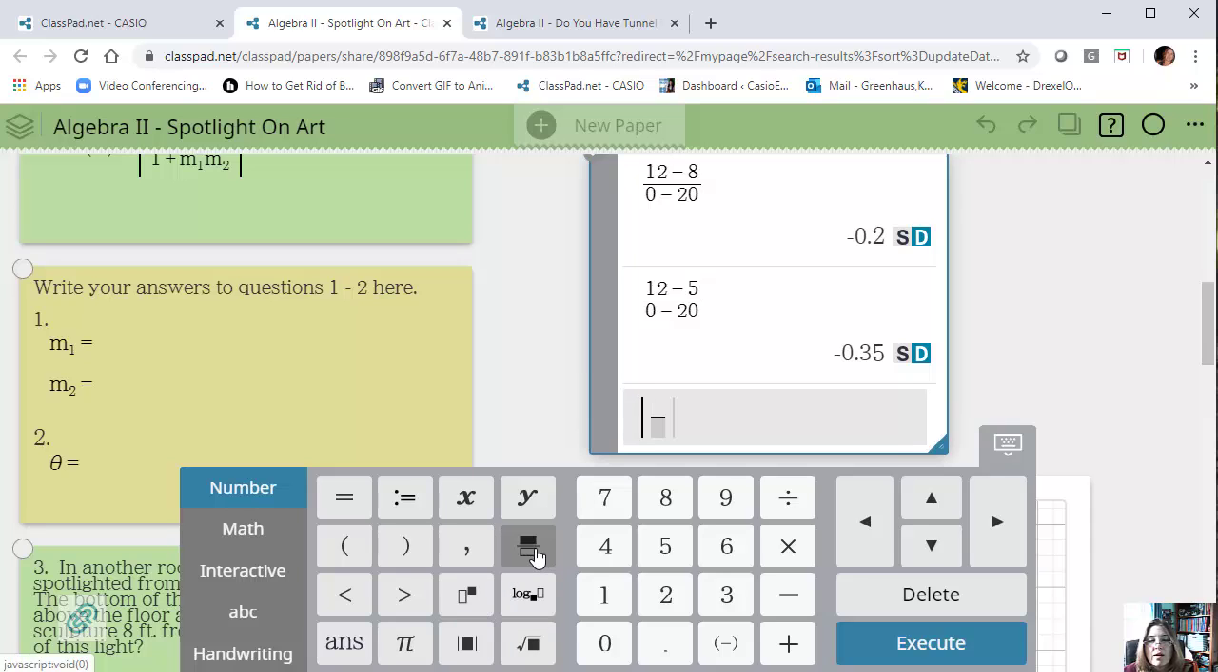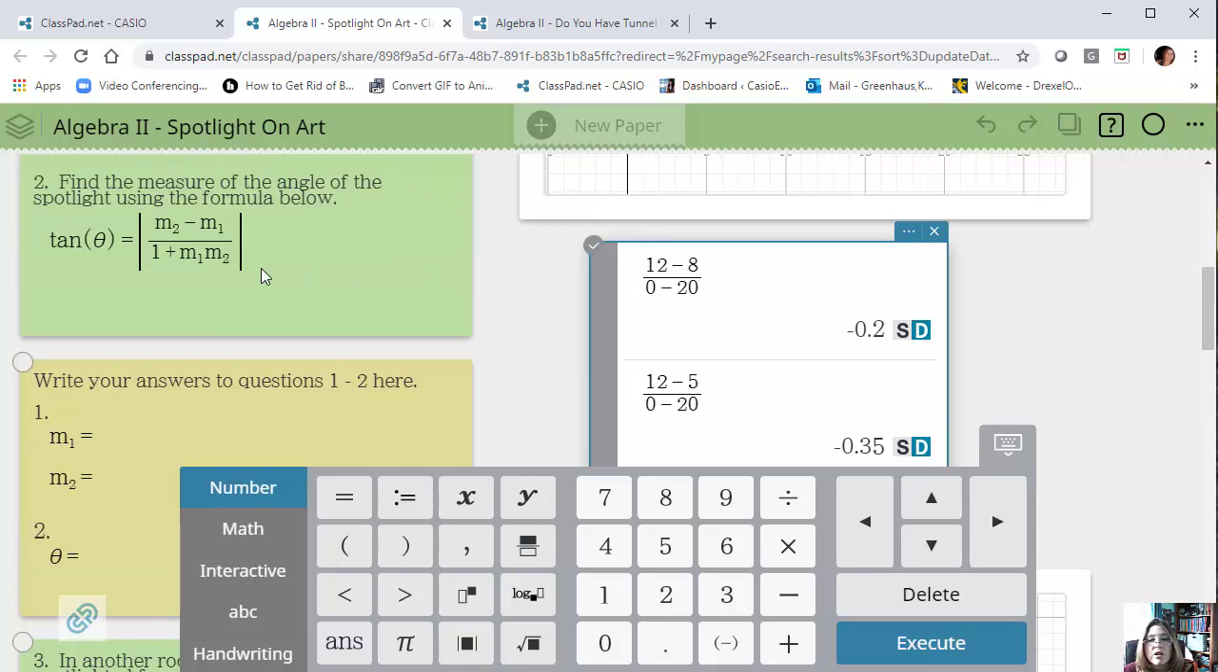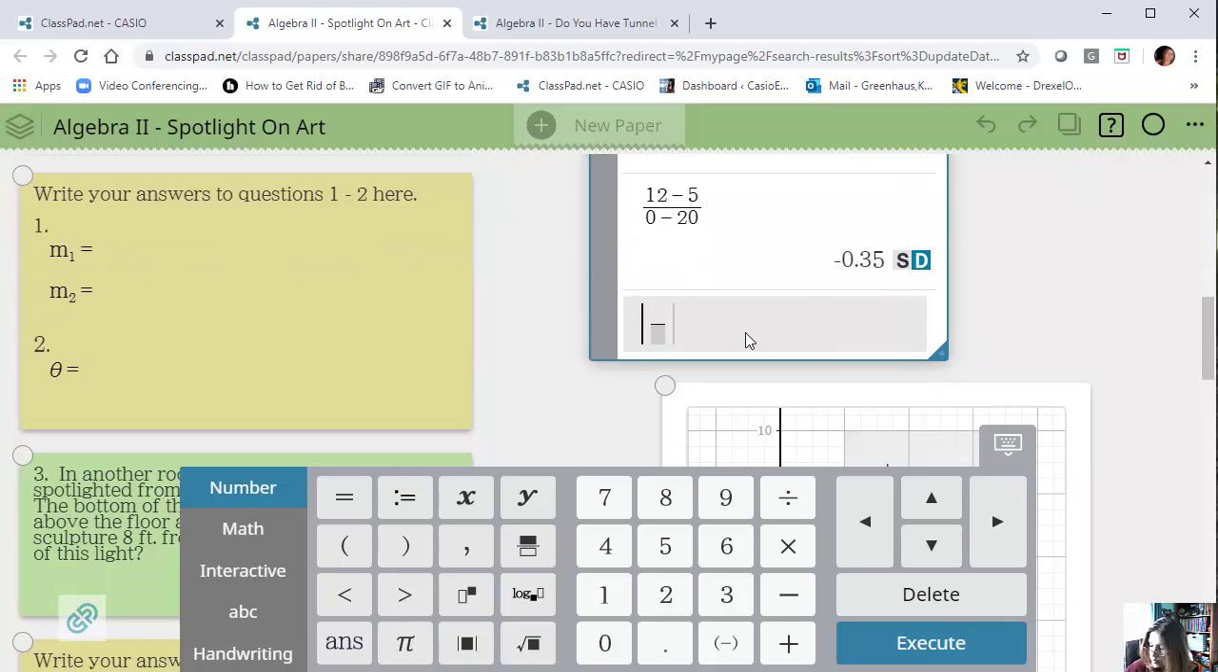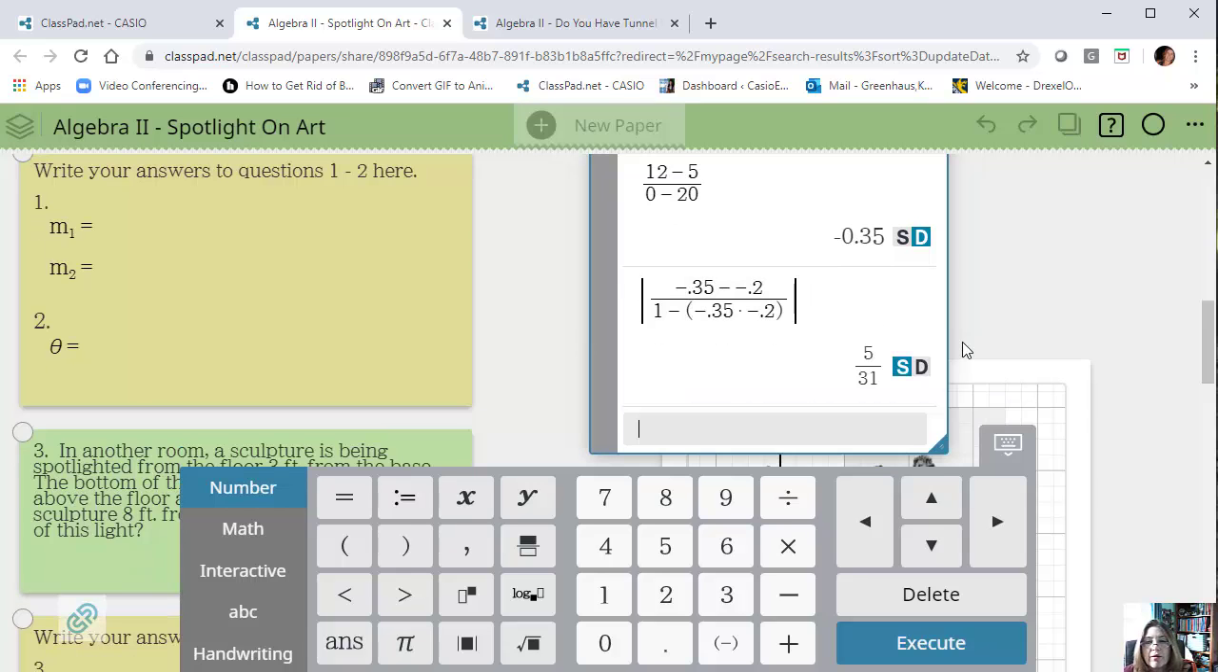I'm going to get my fraction again, and I want to subtract the two slopes. So negative 0.35 minus negative 0.2, and then 1 minus, and we want to use parentheses here, those two slopes multiplied by each other. So let's do that. Oops. Negative 0.2. And then when I hit execute, we should now have the angle.